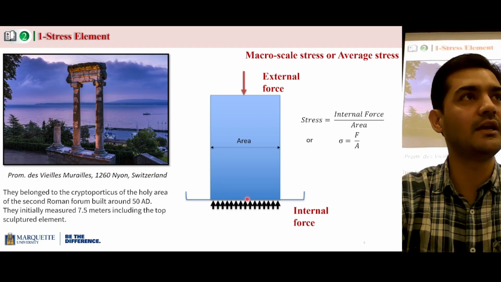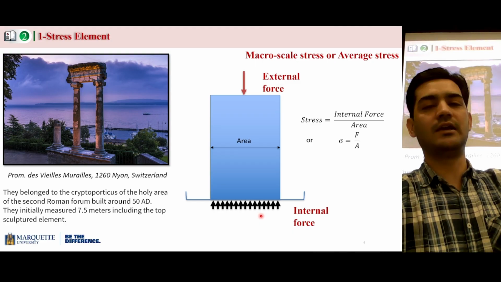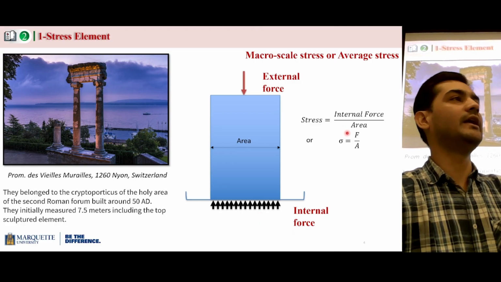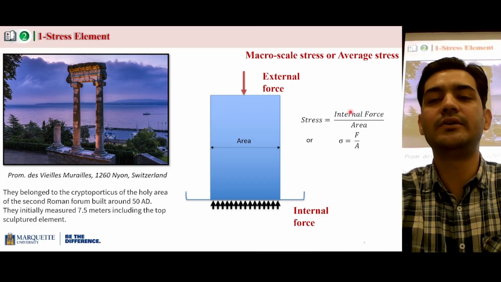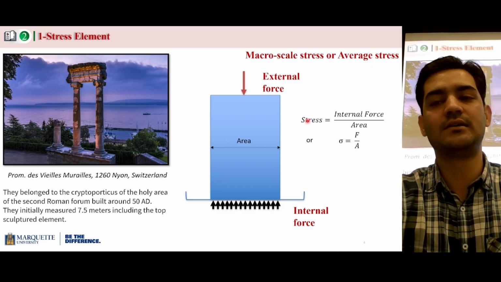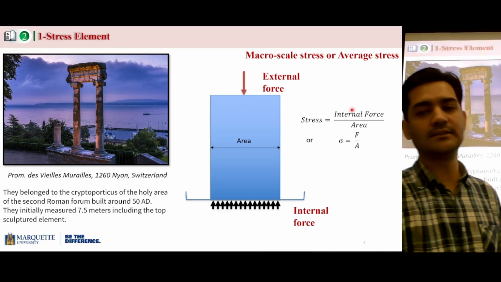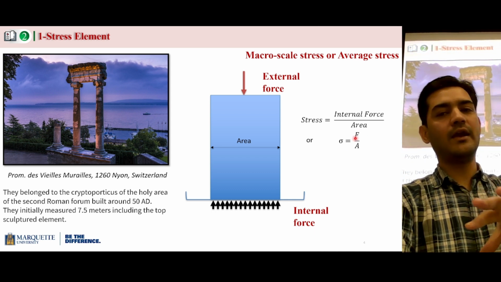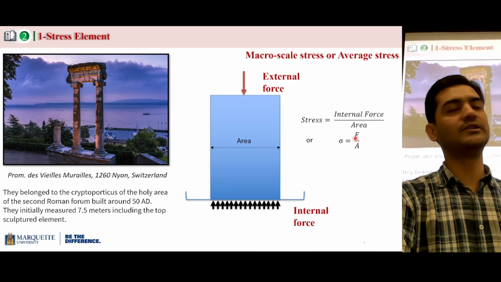So this is what actually happens. You have all the distributed forces which are resisting the external force, and you also have to consider the area where the force is acting. So when you do that, you get a term which is called stress. So stress is basically force divided by area, and that's the formula for stress. And this way of looking at stress is called macro scale stress or an average stress approach.